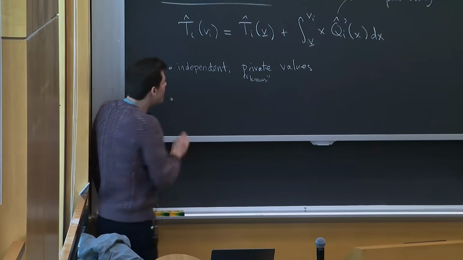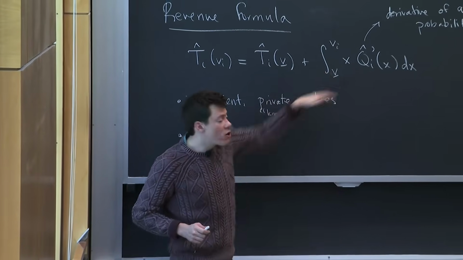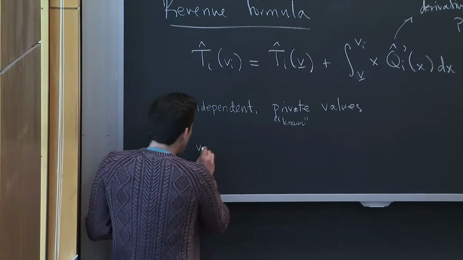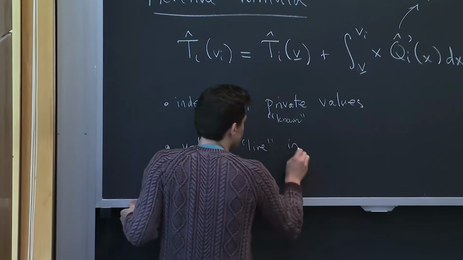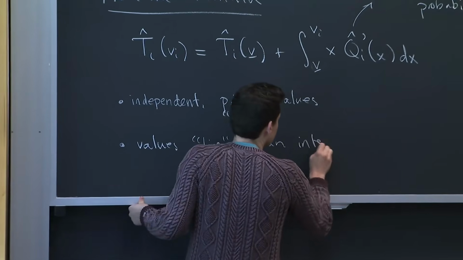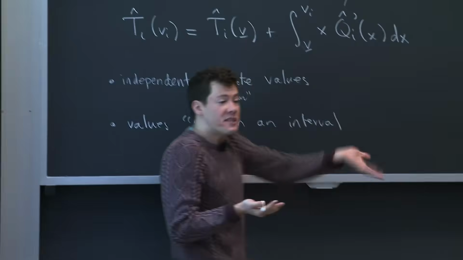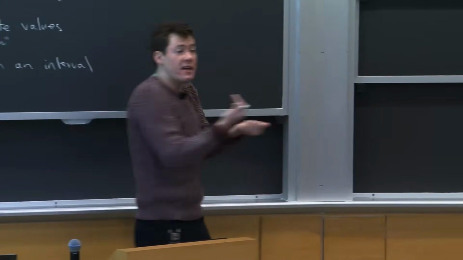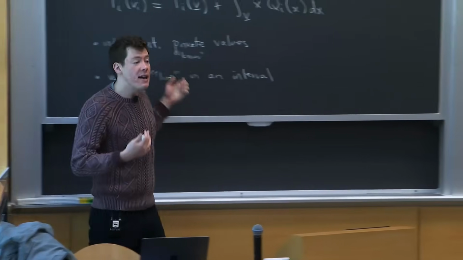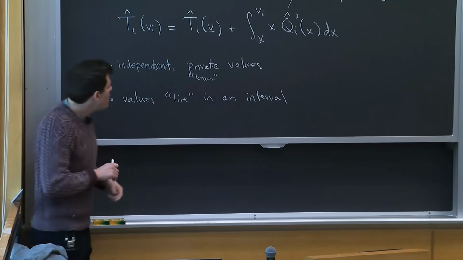The other assumption we made, notice we took an integral here over some range of values. So another important assumption is that the values, maybe I'll say, live in an interval. So if instead a player's valuation could only be, say, $1 or $2, it's not an interval, it's just 2 points, then we wouldn't be able to take an integral between $1 and $2, and this formula would no longer hold. And the problem set will show you an example of this.